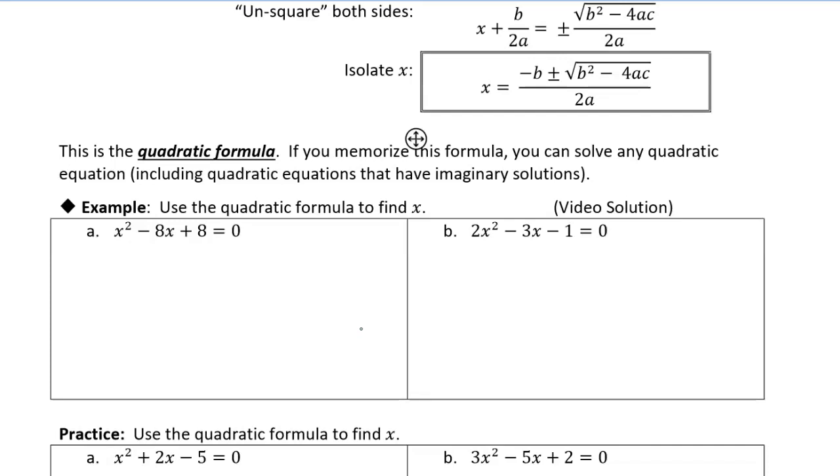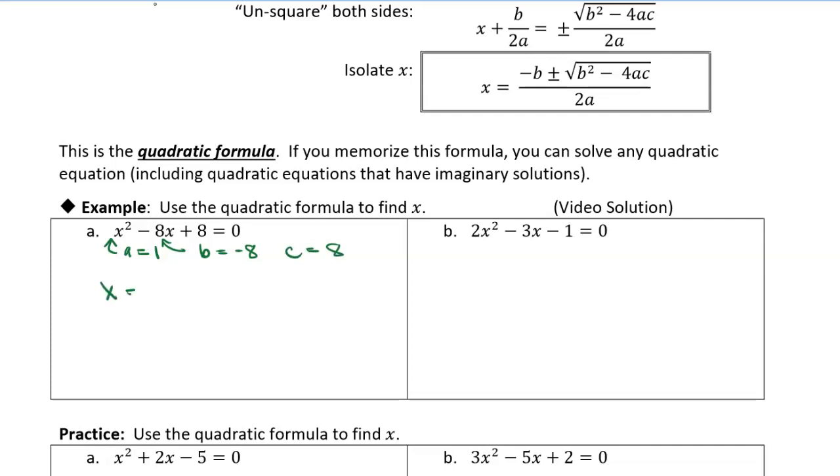All right, so let's take a look here. Let's go ahead and use this formula. So here, a equals 1, that's the leading coefficient. B is equal to negative 8. And c is equal to 8. All right, so just read those coefficients off of the quadratic and plug them into the formula.